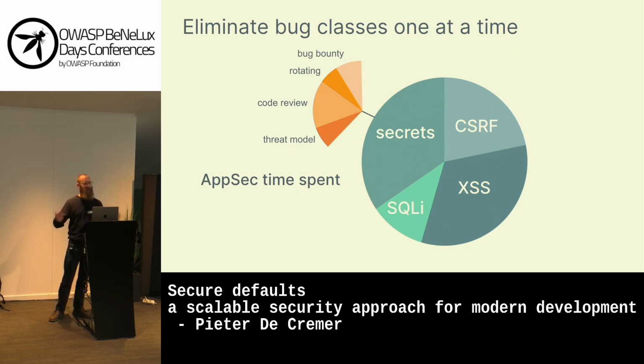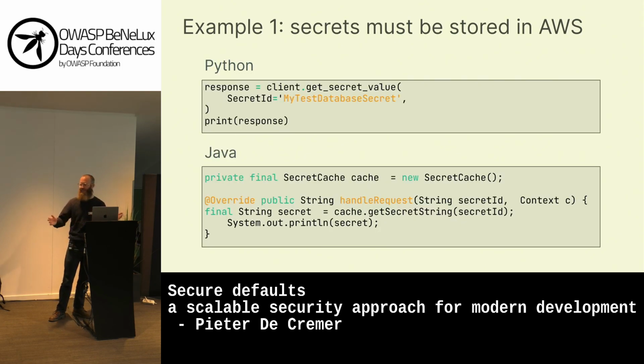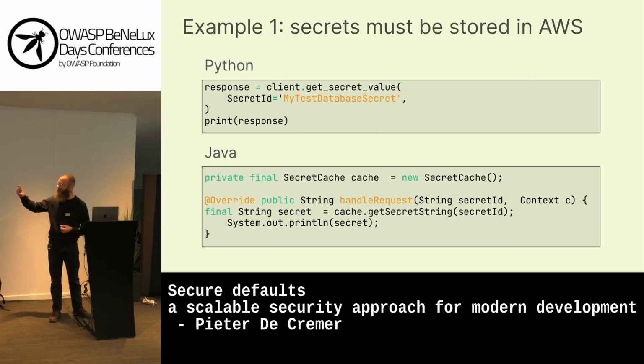You're spending a bunch of time on secrets with your security team. But instead, you can now start to think about a solution, a secure default. One example could be storing your secrets in AWS Secrets Manager. It's a secure solution. It makes it easy to rotate, and it's very simple to use in different technology stacks. In Python, it's a few lines of code. It's also like that in Java.